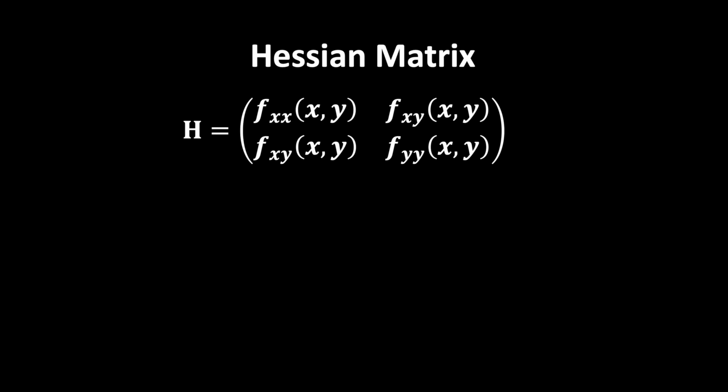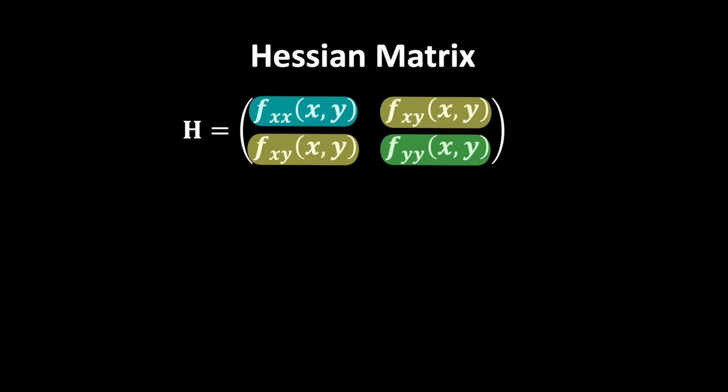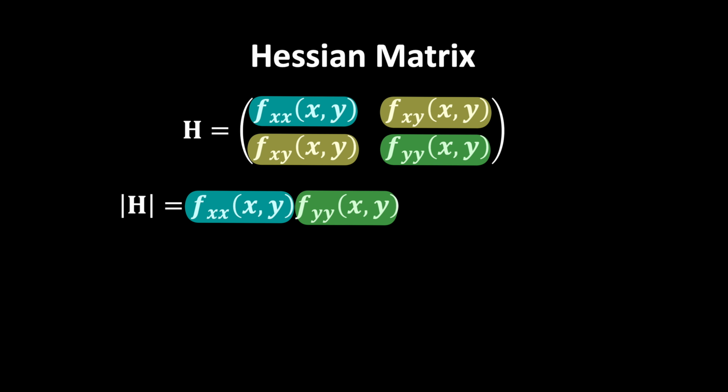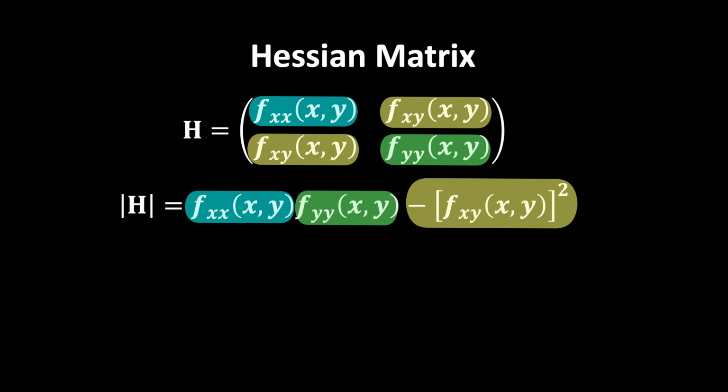For two variable functions, the Hessian matrix is comprised diagonally downwards of the second-order partial derivatives and comprised diagonally upwards of the cross-partial derivatives. In particular, we look at the determinant of the Hessian matrix. For two variable functions, the determinant is found by multiplying the two second-order partial derivatives and subtracting the square of the cross-partial derivative.